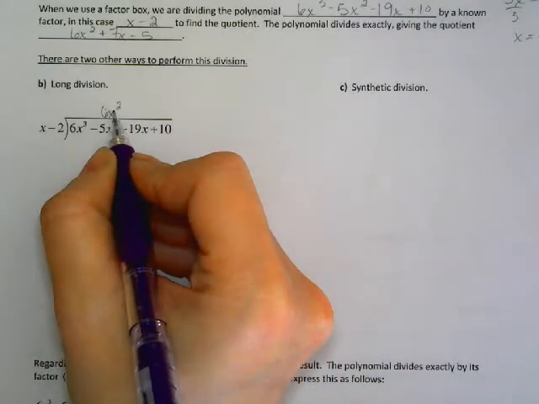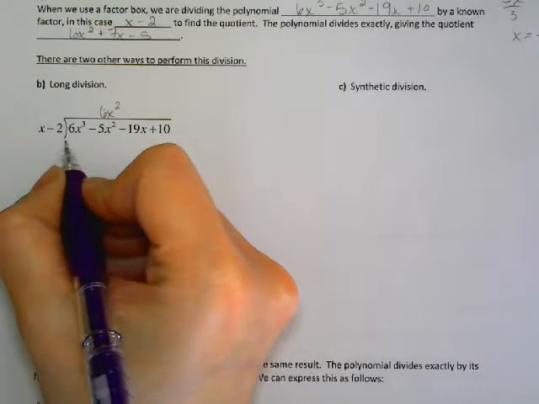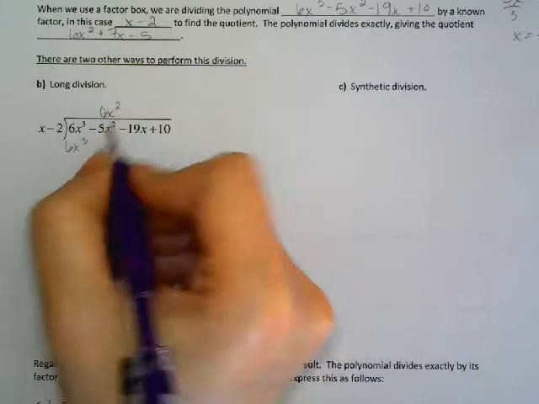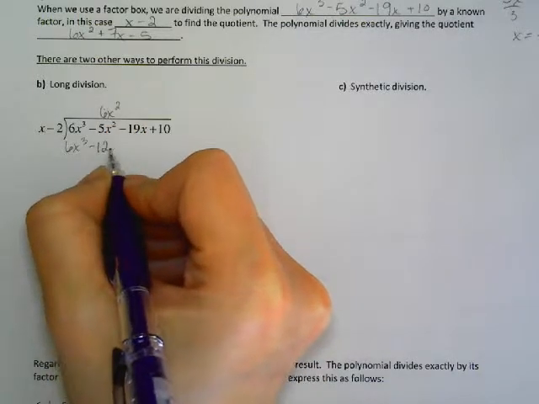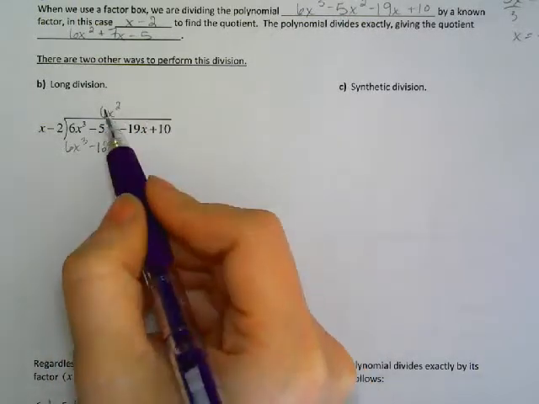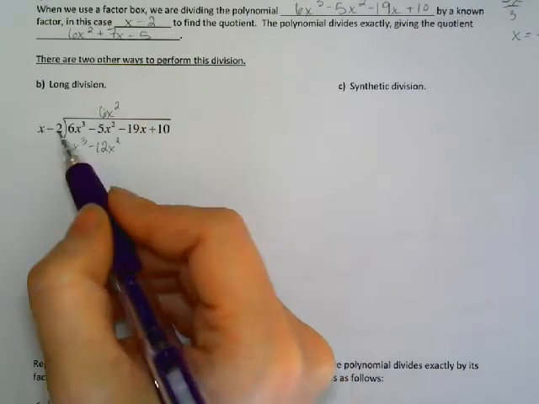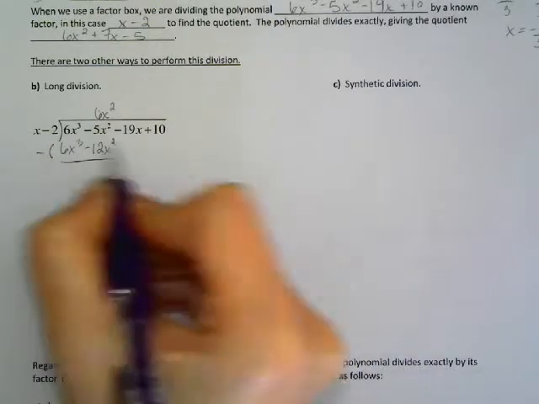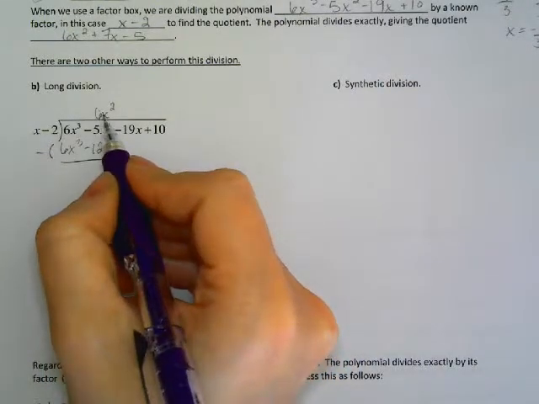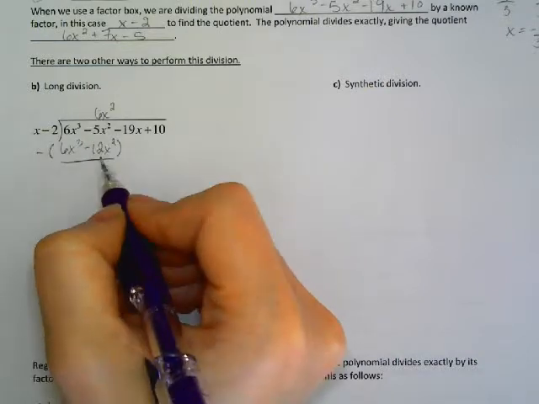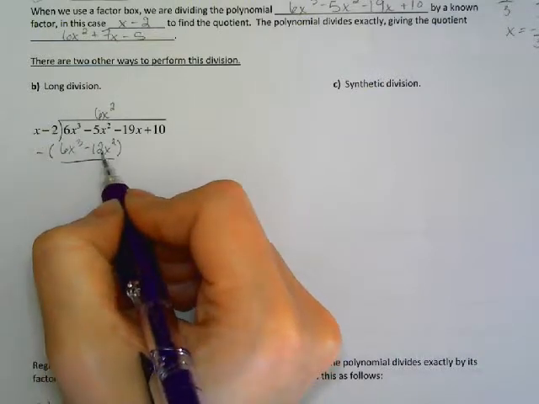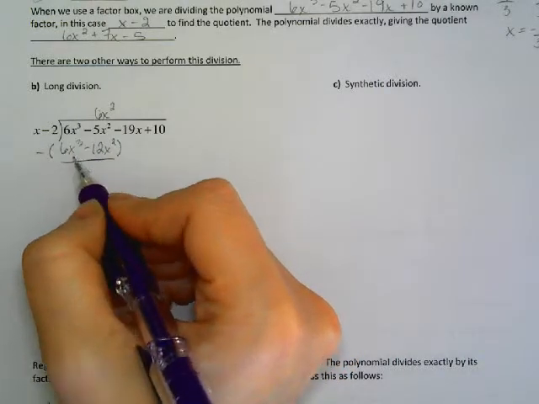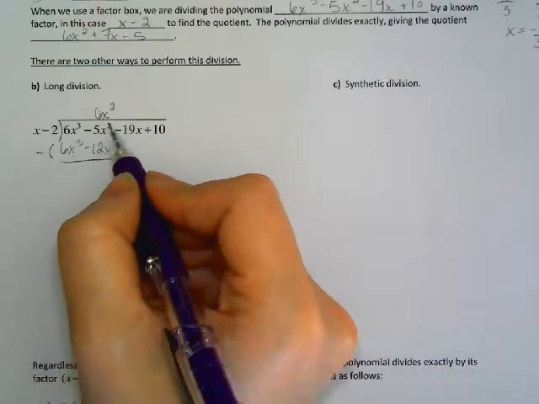So, then we multiply 6x squared times x gives us 6x to the third. 6x squared times negative 2 gives us negative 12x squared. So we multiplied our 6x squared by both of those terms. Now we're going to subtract. So this times this gave me that. Now we subtract. 6x to the third minus 6x to the third is 0.